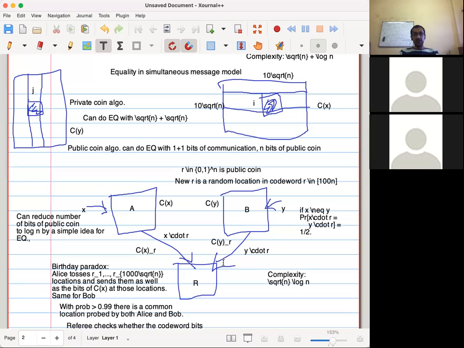And then you can easily see that the error probability of the protocol, which was half earlier, the worst case error probability, that half quickly goes down, the half becomes half to the power t.